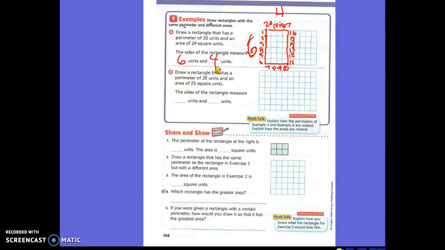Now draw a rectangle that has a perimeter of 20 units again, but this time an area of 25. Guys, we already did this once. Didn't we? 5 times 5. So we gotta go 5 down and 5 across. 1, 2, 3, 4, 5. 1, 2, 3, 4, 5. Okay, so you make it, but then I'm gonna write the numbers. Okay, I'm writing these in.